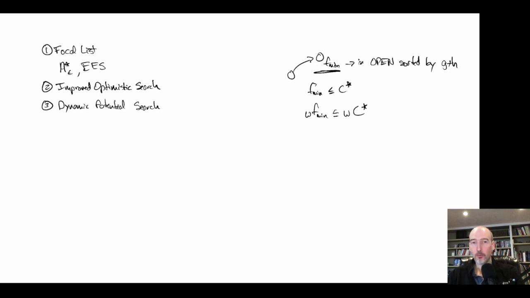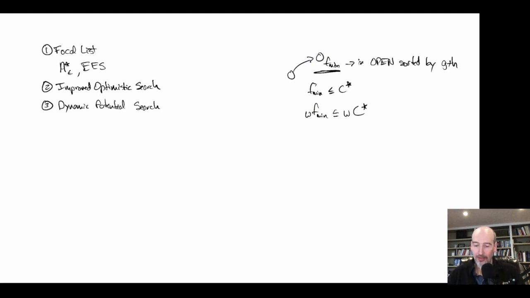In particular, we're going to start with the observation we had last time, which is that we really have two things that we're trying to do: find the solution and prove the solution. By introducing a notion called a focal list, we're going to use the focal list to guide our search towards the goal, and we're going to use a regular open list to prove that we're within the bound. From F min, we're going to get our bound on the solution quality, but then we're going to guide our search using a focal list.